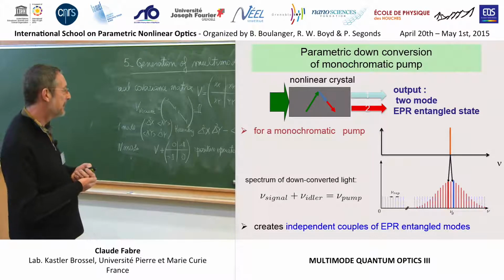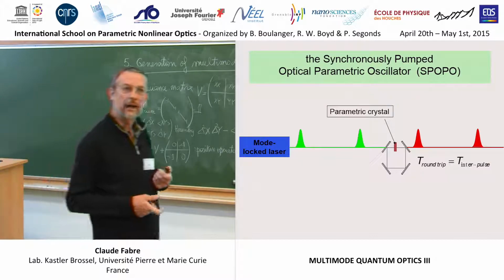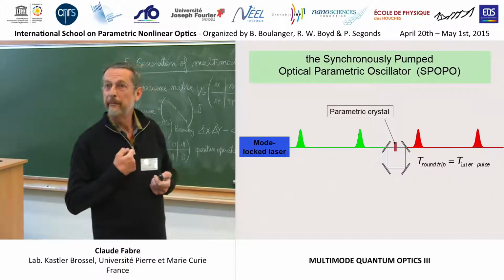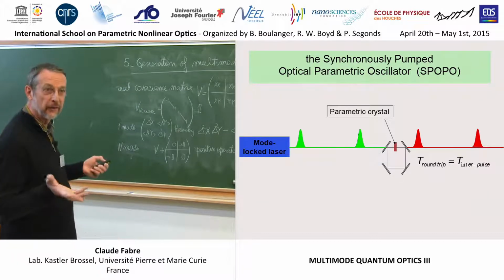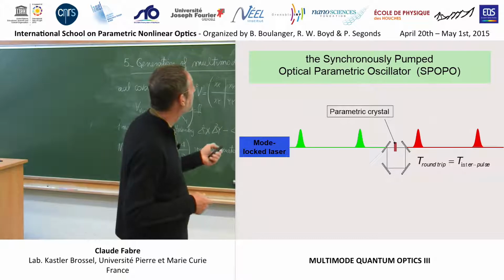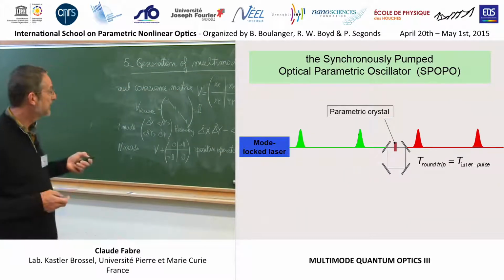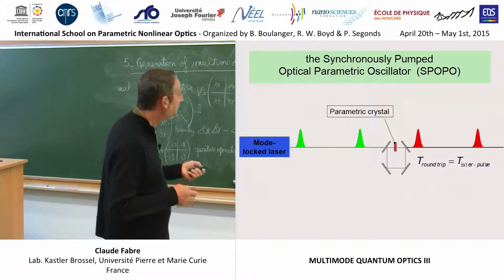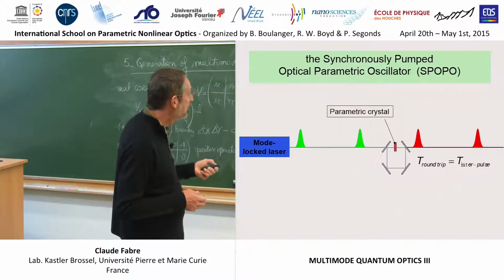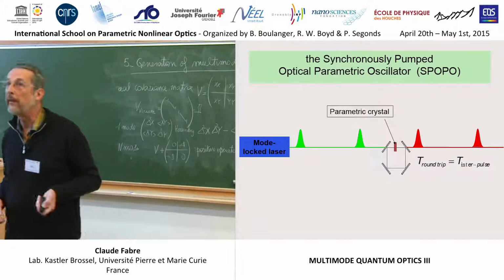And in this case, as I said, we use, as a pump, a non-monochromatic pump, okay? More precisely, we use something which has also been explained a lot here: SPOPOs, synchronously pumped optical parametric oscillators. So one has a parametric crystal which is inserted in a cavity, so it's just an OPO, okay? But this OPO has a cavity whose length is equal to the distance between successive pulses of the pump, okay?